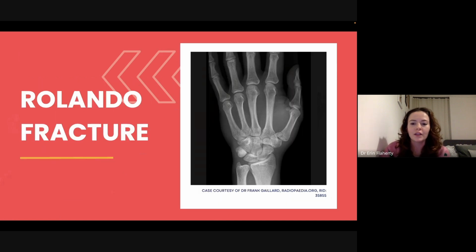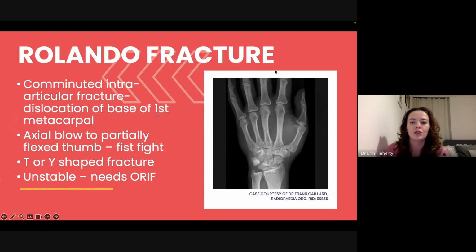A Rolando fracture is very similar to a Bennett fracture that we just went through. It's just that this fracture at the base of the first metacarpal is comminuted. And comminuted means that it's in more than 2 parts. So it tends to be a bit of a 3-way fracture in this case. So here you can see there's kind of multiple lines going into this fracture.